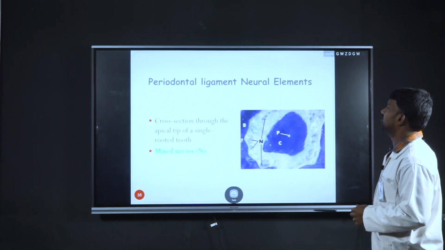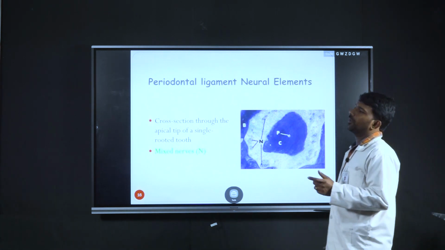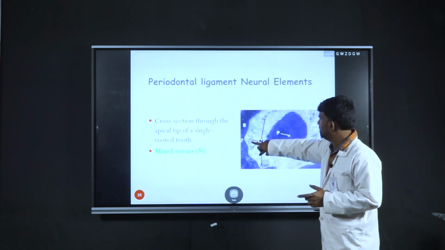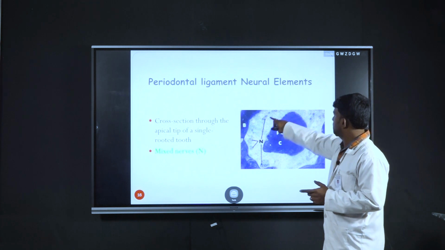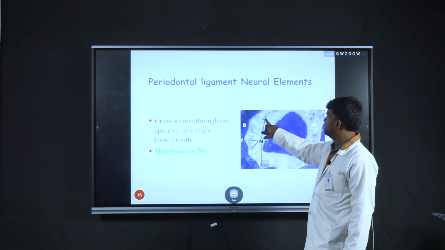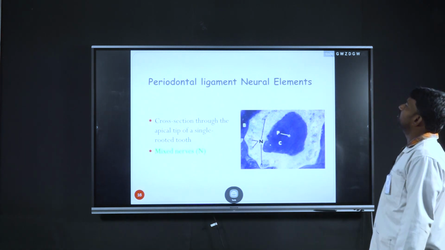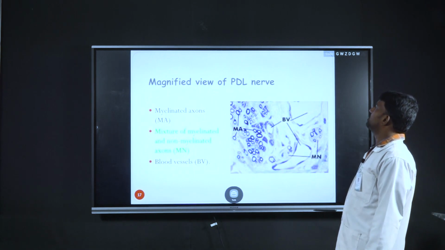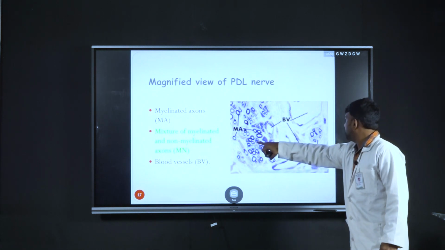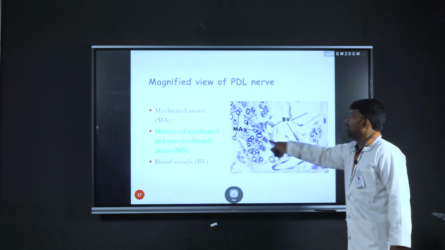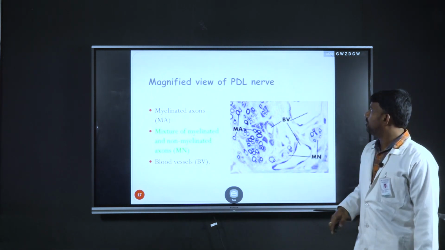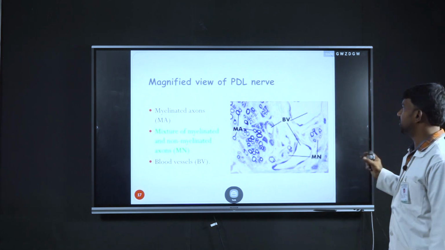And neural elements, where we can see the sensation of periodontal ligament. In cross section you can see the mixed nerves present over here. This is the tooth, this is the surrounding periodontal ligament. You can see the slides with new nerve endings there. So these are called mixed nerves in periodontal ligament. This is a magnified view of a periodontal nerve, which consists of myelinated and non-myelinated fibers and blood vessels. We can see the vessels in a magnified view of that particular nerve, which is present in the periodontal ligament.